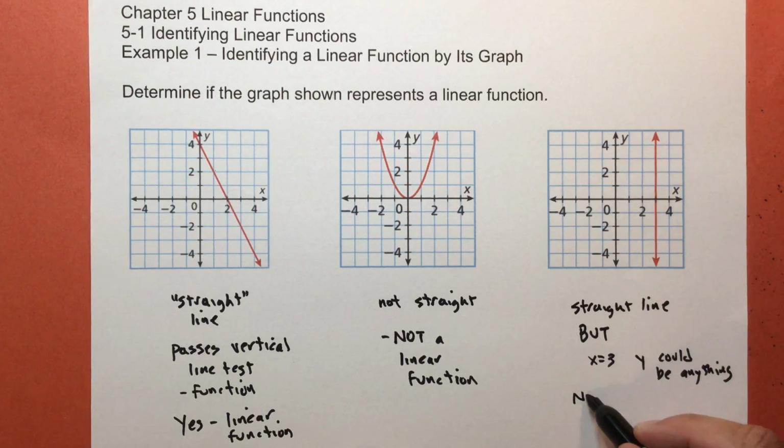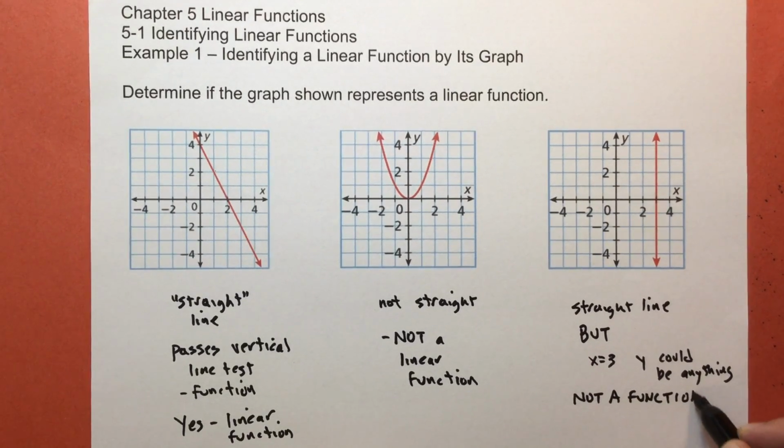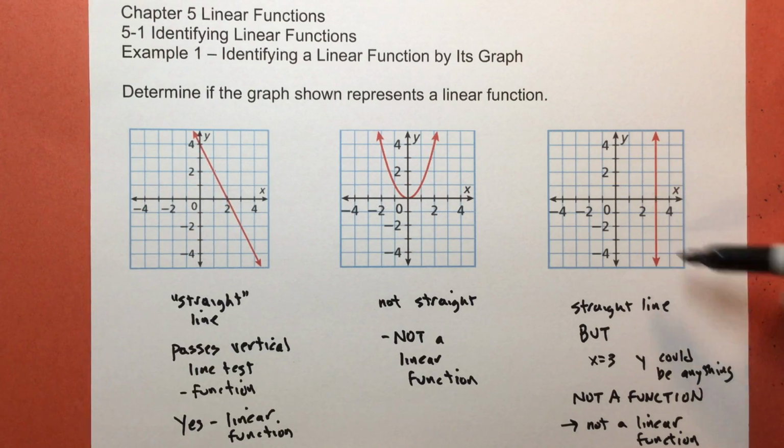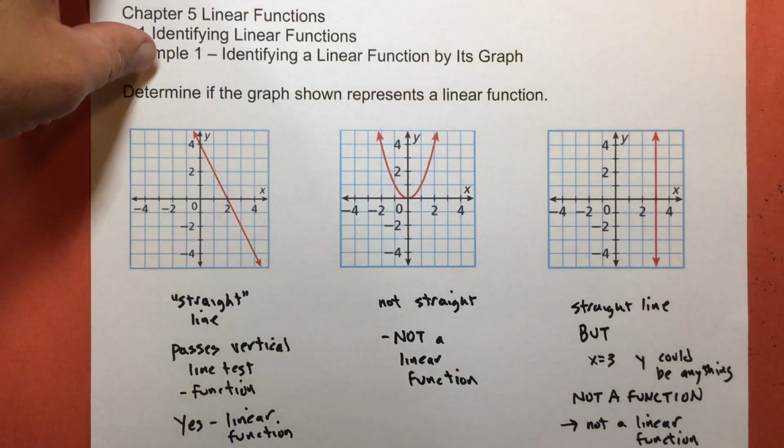So this is not a function, which means it's not a linear function. It can't be a linear function if it's not even a function. Now that one's kind of tricky, and you will be seeing that. So please remember, if it's a line, it's a linear function except for vertical lines. This is the only time you're going to see a line that's not going to be a linear function, if it's vertical. All right?